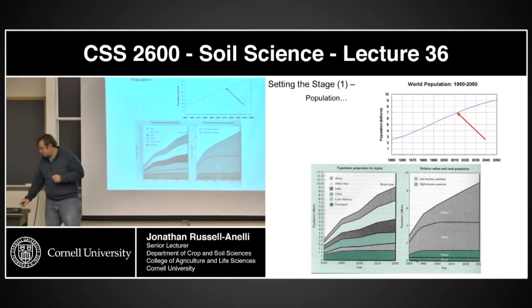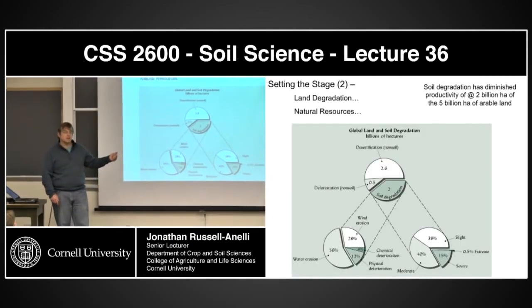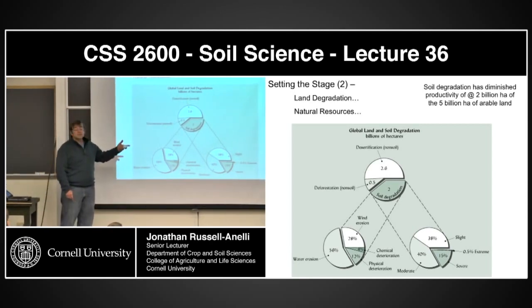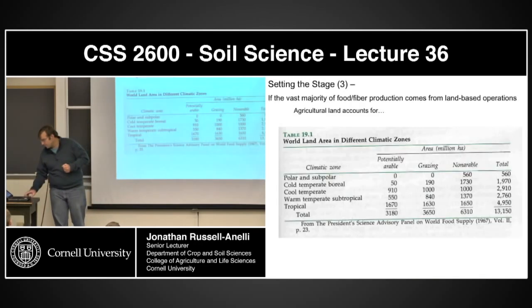Okay, so that's setting the stage one. Setting the stage two, we already set. We talked about this, I guess, a week and a half ago, but we're looking at soil degradation. Natural resources, if soils and landscapes are where we're going to be producing our food and where people are living. Now, granted, we do harvest a lot of food from the oceans, but there's not a lot of people living in the oceans. Okay, we're looking at landscape degradation here. We've already talked about this one, so we'll skip over it.